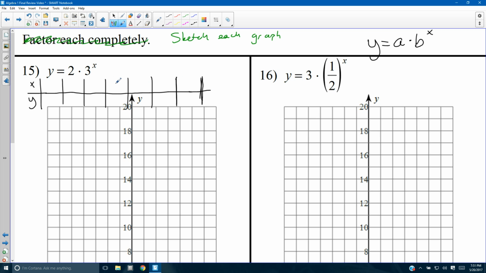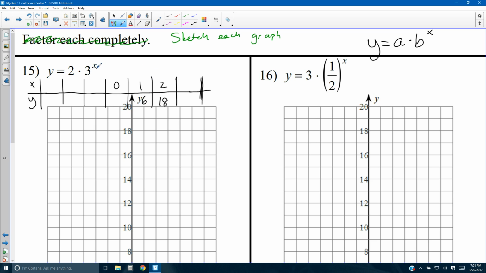Let's say I substitute 0 for x. Now this is, no, actually start with this one. Let's say I substitute 1 for x. This is 2 times 3 to the first power. 3 to the first power is 3. 2 times 3 is 6. X is 1, y is 6. Substitute 2 for x. 2 times 3 squared. You do 3 squared first. 3 squared is 9. 2 times 9 is 18.